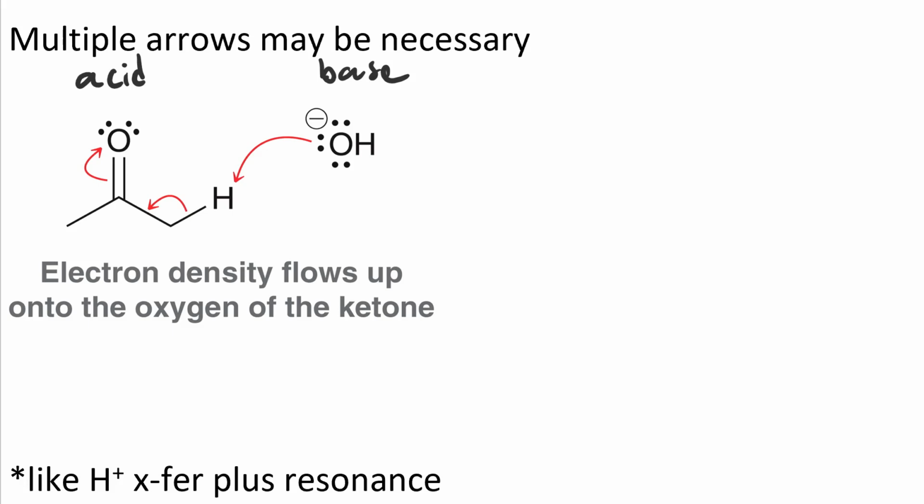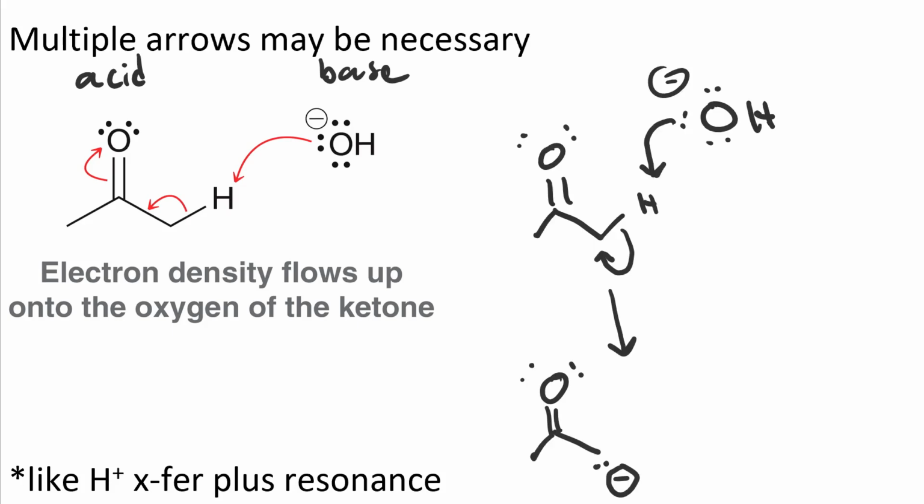3 curved arrows are shown here. You can actually think of this as being like proton transfer plus resonance. To the right, I've shown the 2 arrows you would expect to see with proton transfer. Arrow number 1 looks like nucleophilic attack, although it's not attacking an electrophile, it's attacking a proton. Arrow 2 looks like loss of a leaving group.